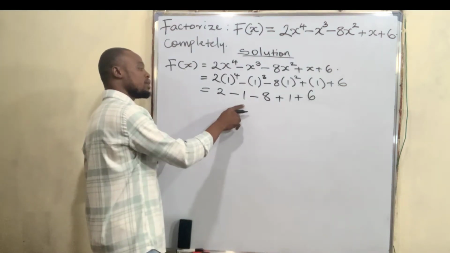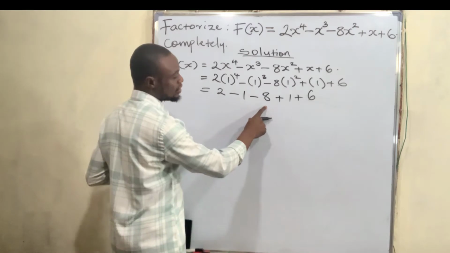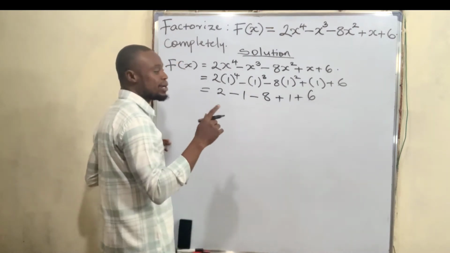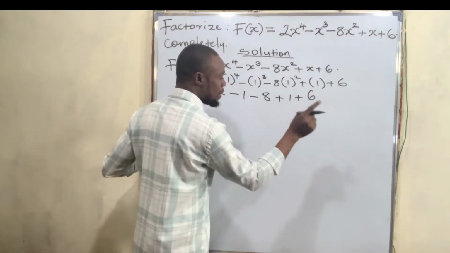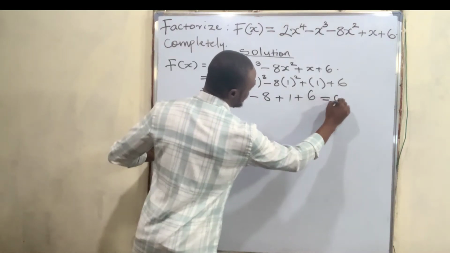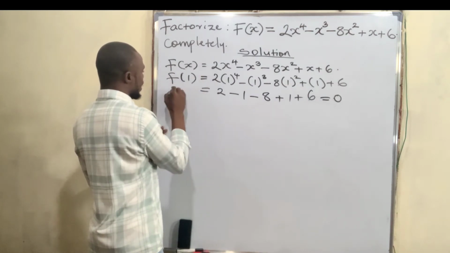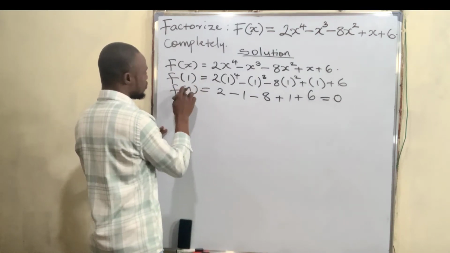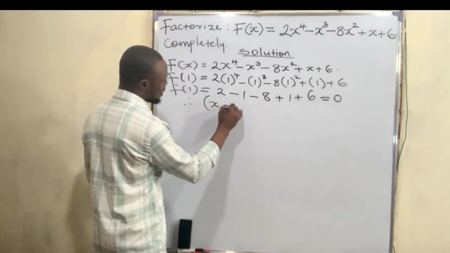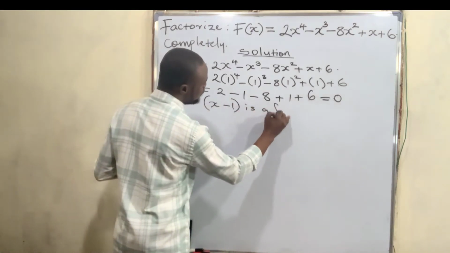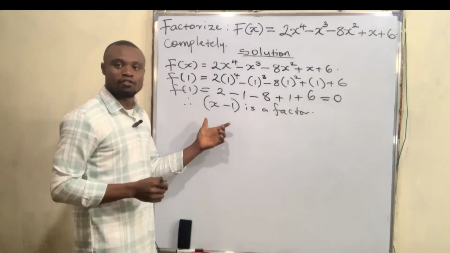So basically 2 minus 1 is 1. 1 minus 8 is minus 7. That minus 7 plus 1 here gives us minus 6. Minus 6 plus 6 here is 0. So everything here is 0. So that means f of 1 is 0. So therefore x minus 1 is a factor. So x minus 1 is a factor of this polynomial.